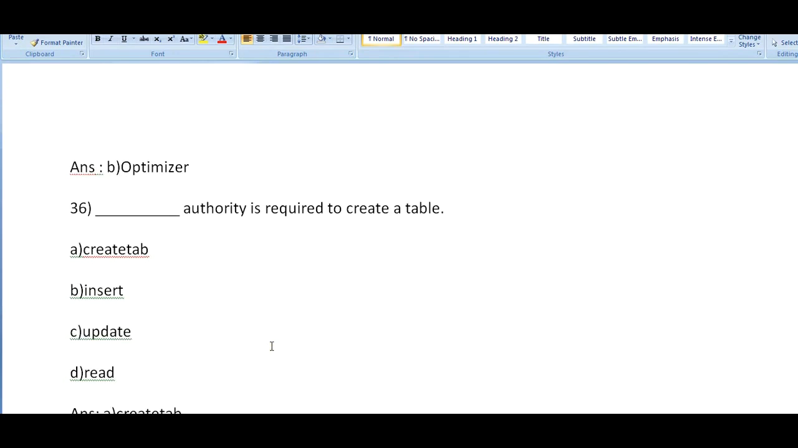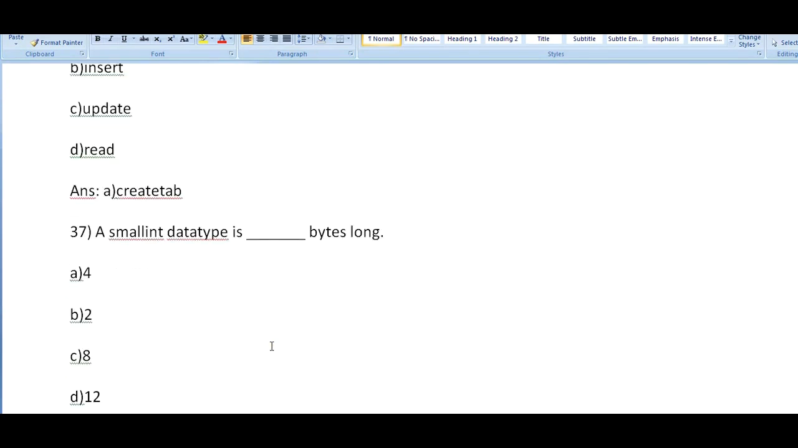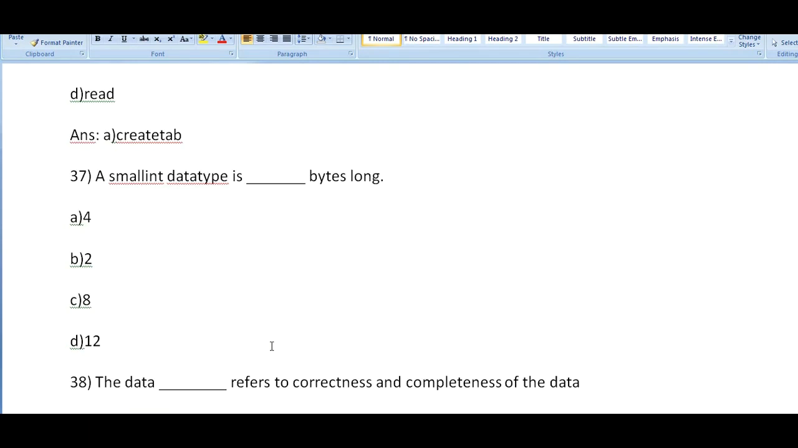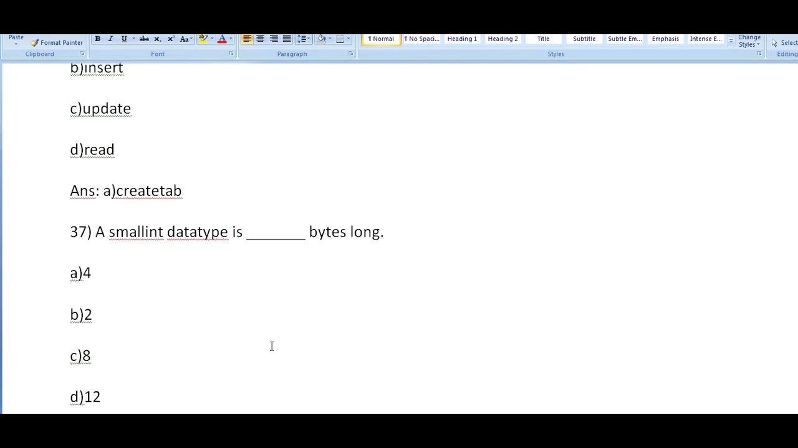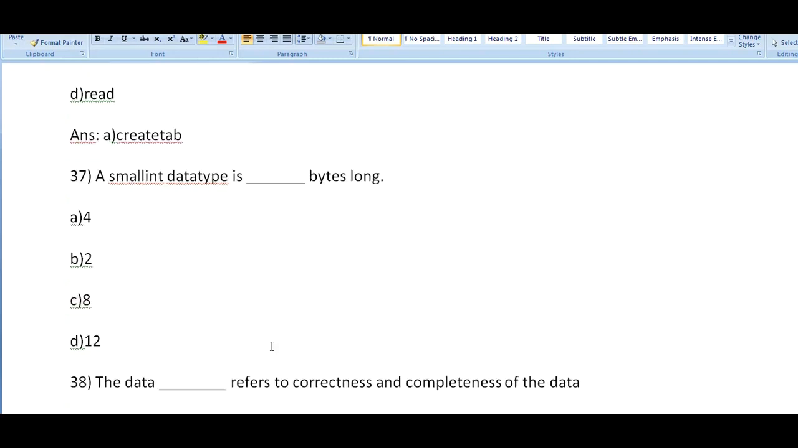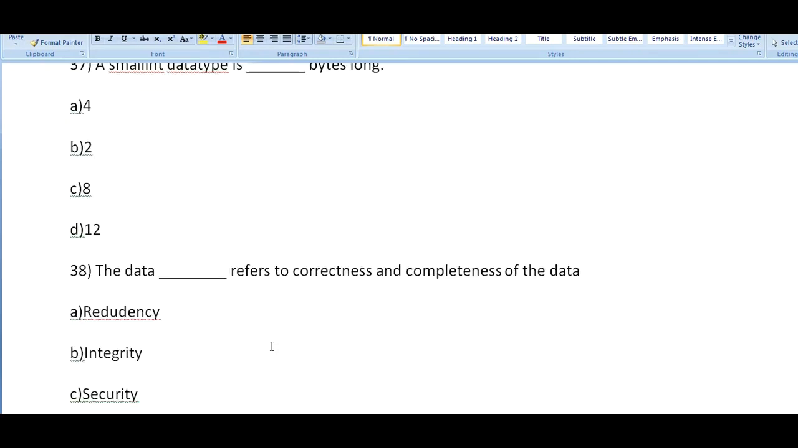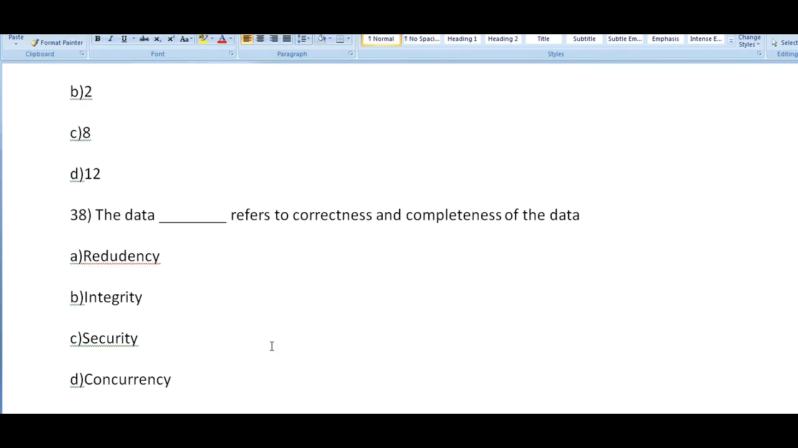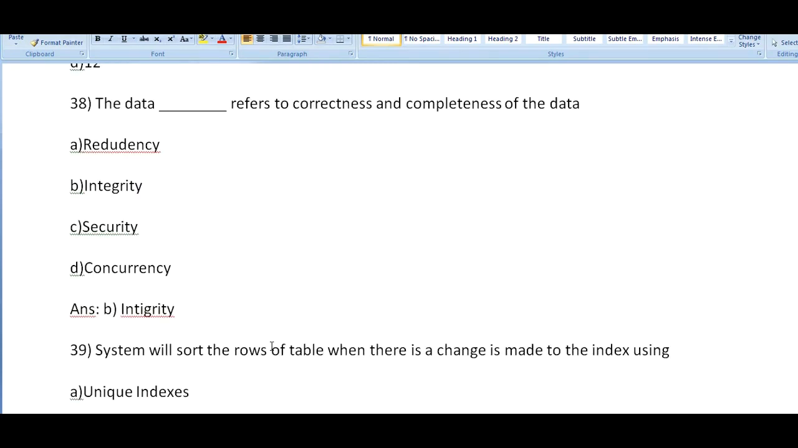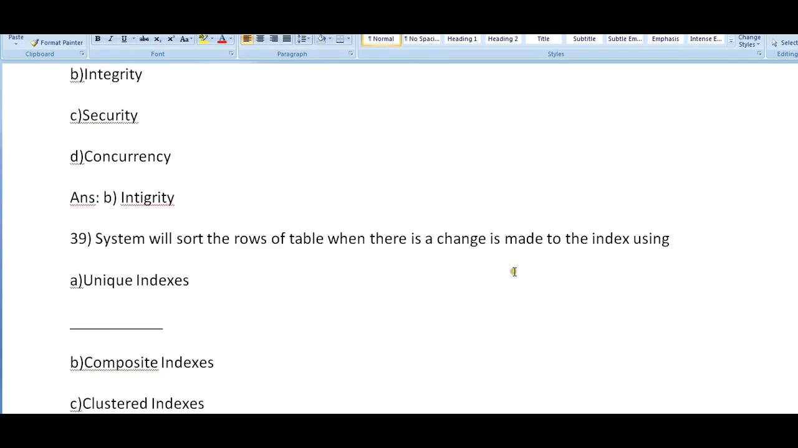Dash authority is required to create a table. Let's say create tab. The smallest SMALLINT data type is dash bytes long. That's an answer for you. You have to say the dash of data refers to correctness and completeness of data. Integrity. Data integrity refers to correctness and completeness of data.